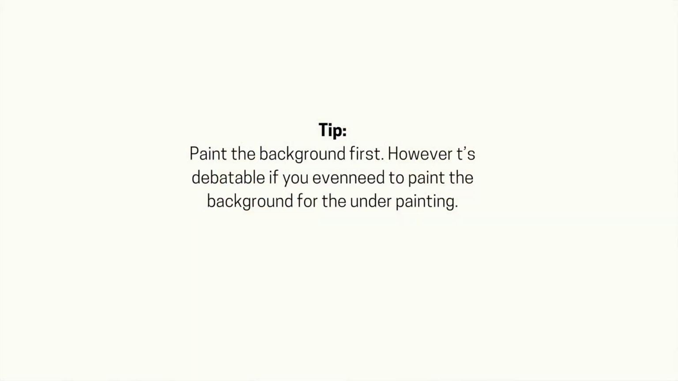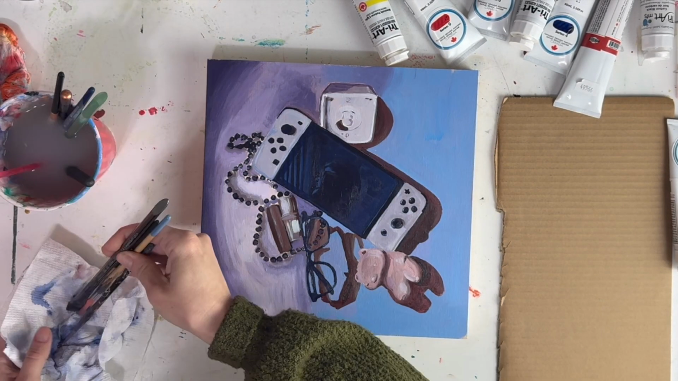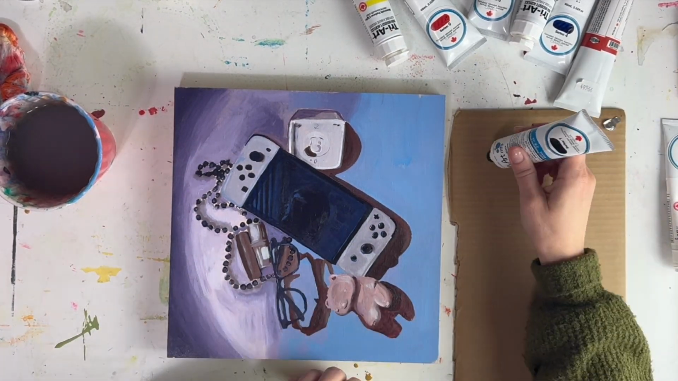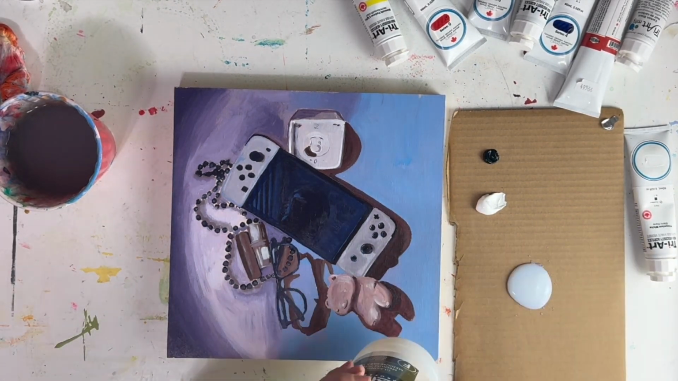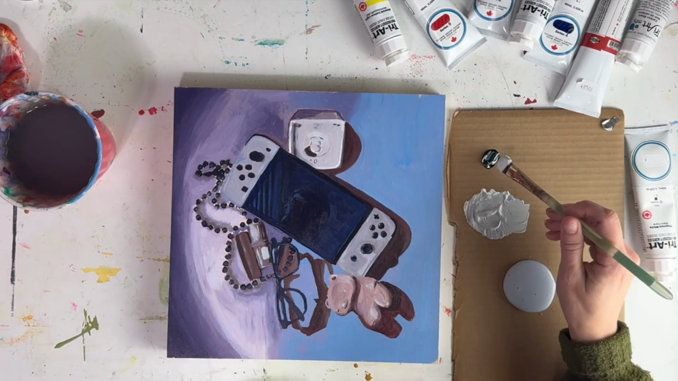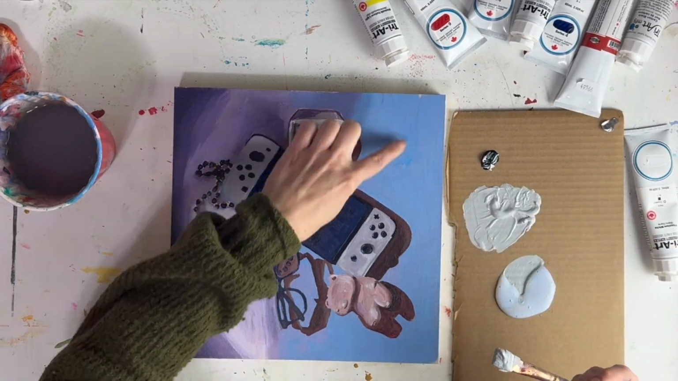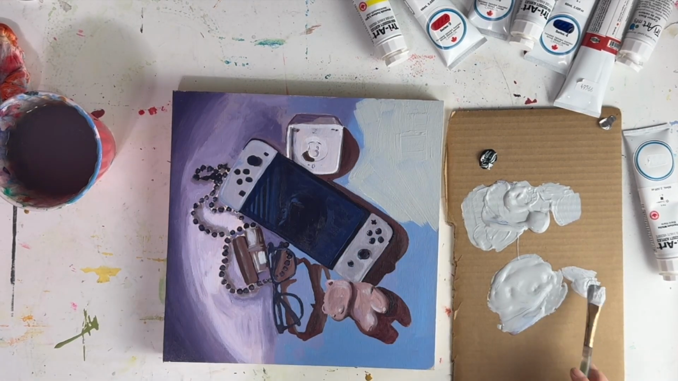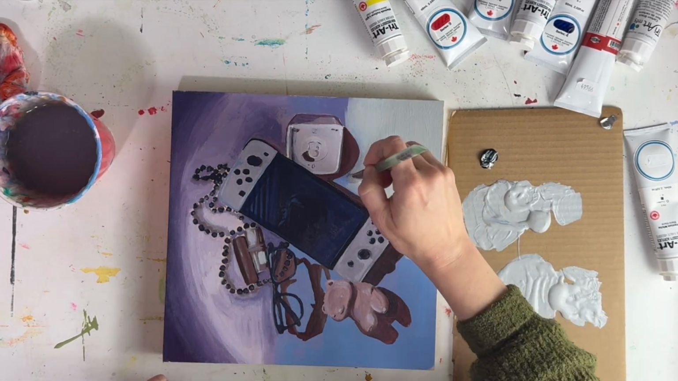Paint the background first. This goes for both the underpainting and once you actually get going onto the final painting. In the underpainting stage, though, it is debatable if you even need to paint the background. I ended up painting my whole background using this purple and blue. I'm not sure why I did that. I wanted to explore using these undertones of purple and blue and see how they show up in my painting if I had them underneath.